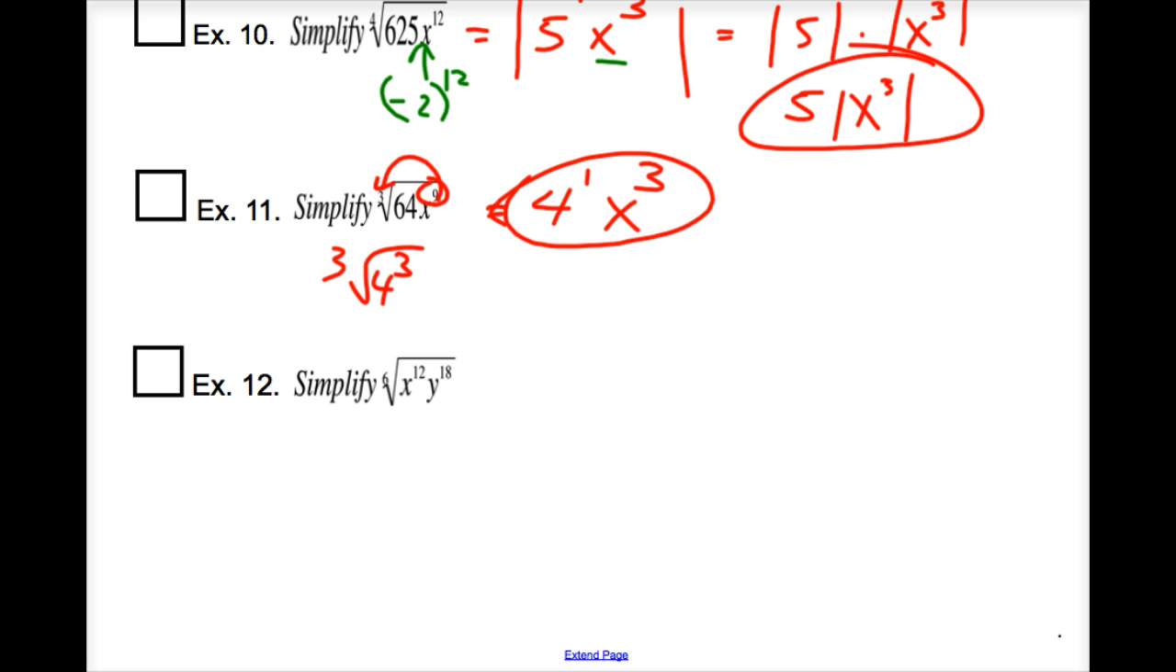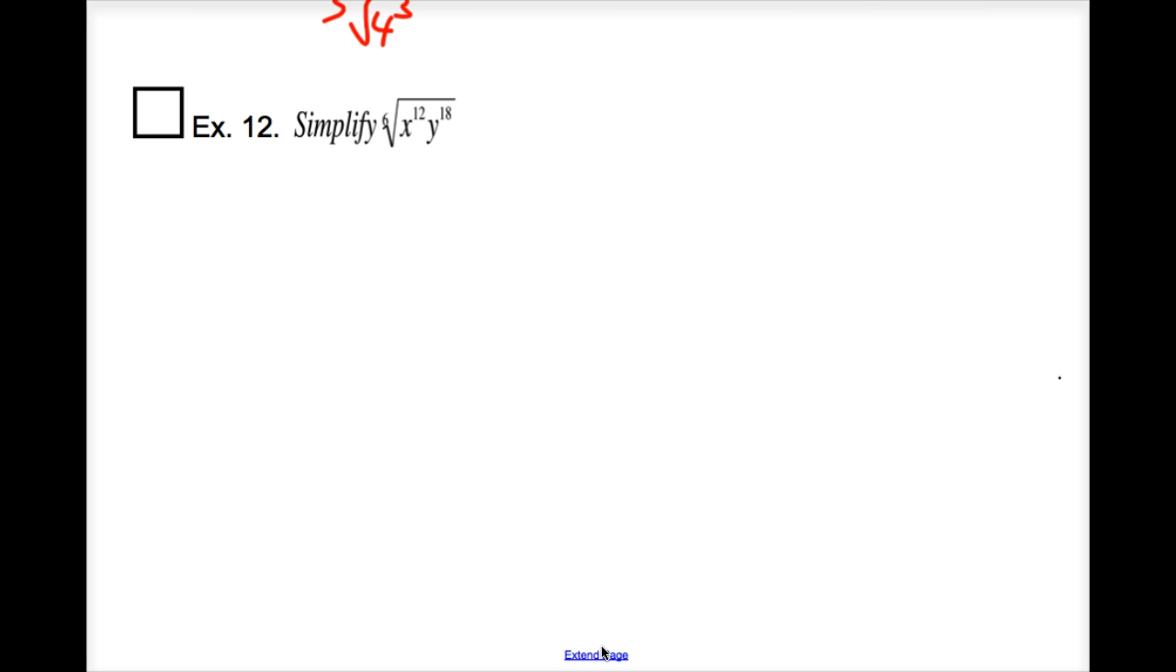Okay, last one. Even rooting, so I got to check it out. Got to be careful. I got 2 variables in there. Got to ask myself, could x be negative? Could y be negative? And yes, they can. Because when you take a negative to the 12th, you get a positive. When you take a negative to the 18th, you get a positive, and you can 6th root positives. So x and y could be either positive or negative. So I'm going to do absolute value. How many x's? 12 divided by 6 is 2. How many y's? 18 divided by 6 is 3.